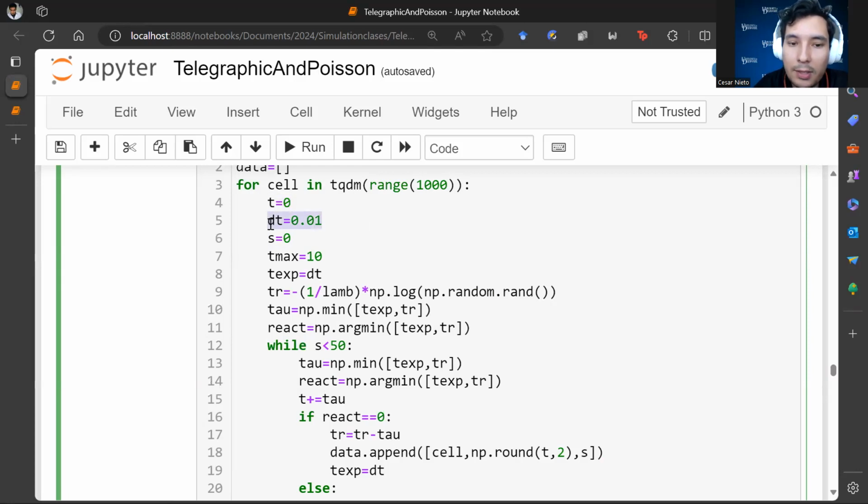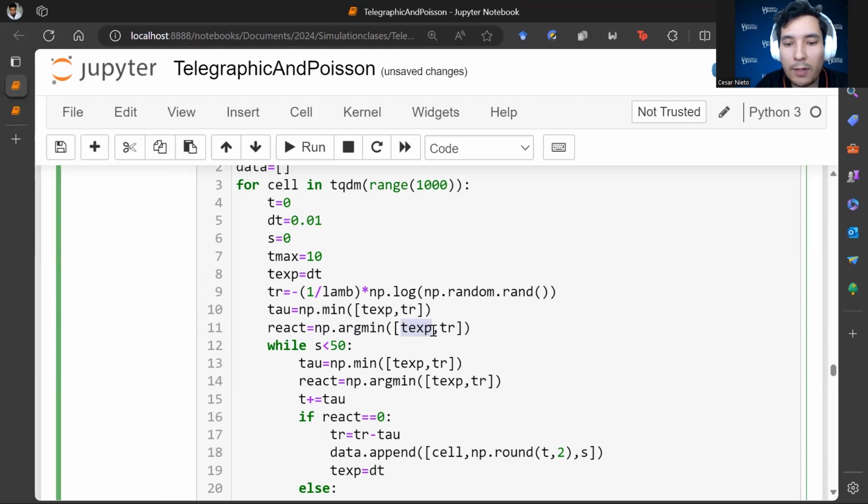The total time is t. I define my delta t as a fraction. It can be as small or as big as you want. If you are, for instance, interested only in exporting data at the end of the experiment, it can be as big as you want. It doesn't have to be small. But I prefer a small delta t because it's a good resolution for the image you're going to get. And I calculate the minimum between them, and the reaction is going to be the argument of the minimum.